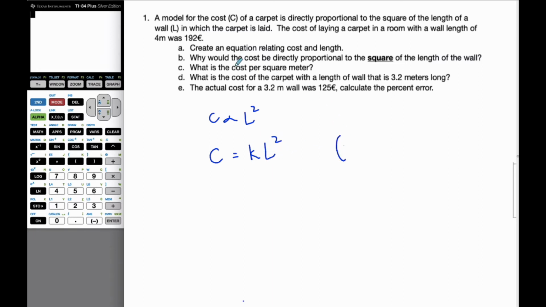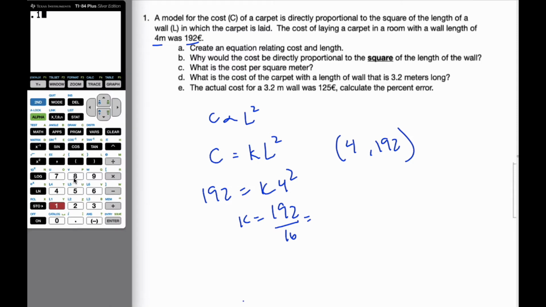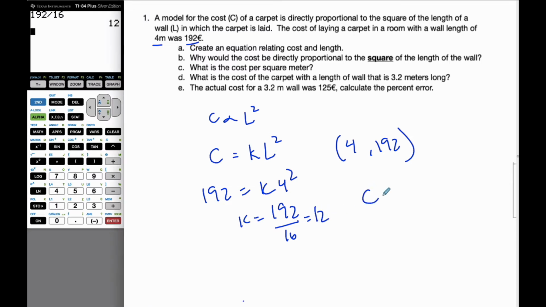And so I know that the wall length of 4 gives a cost of 192. So if I plug these values in, 192 is equal to K times 4 squared. I get K is equal to 192 divided by 16. If I use my calculator, 192 divided by 16 gives me 12. So I know that my equation is C is equal to 12 times L squared. Here is the relationship between the cost and the length.